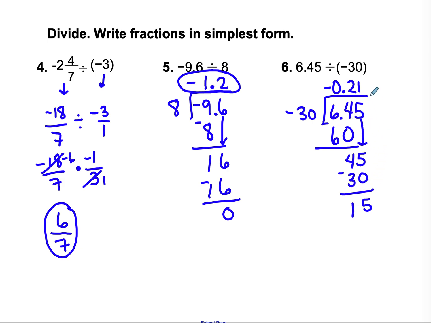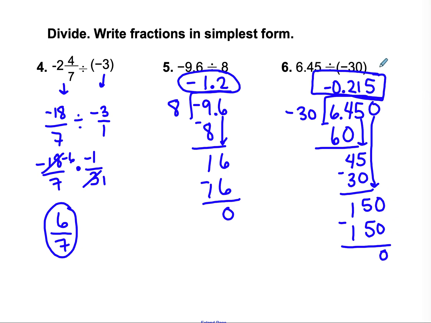Okay, I still have a remainder even though I've run out of my numbers. So that means I just need to add a 0. Bring it down. I've got to keep going until either I have a remainder of 0 or I have a pattern. So 30 goes into 150 5 times. 5 times 30 is 150. 150 divided by 150 is 0. Okay, so I'm done. My answer is negative 215 thousandths.